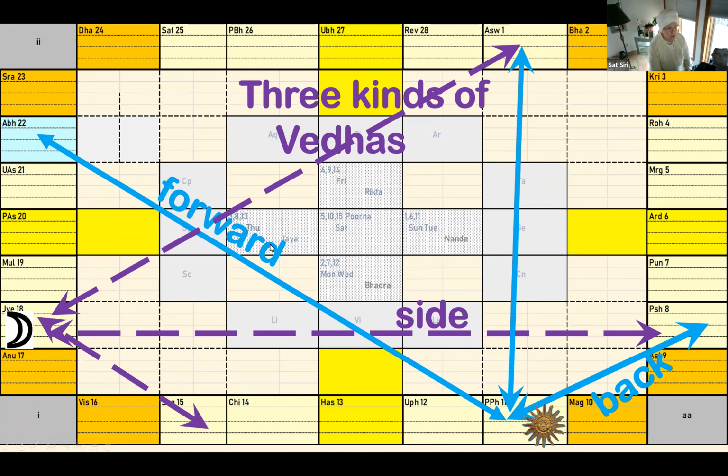Now, the third type of Veda is the side or cross Veda. It goes directly across from wherever the planet is to the cell exactly across from it. So the other side. Now, these Vedas jump. They do not impact the boxes in the middle that they're going through. So if there were a letter or a sign or a tithi or whatever, it will be left undisturbed by the side Veda of any planet.